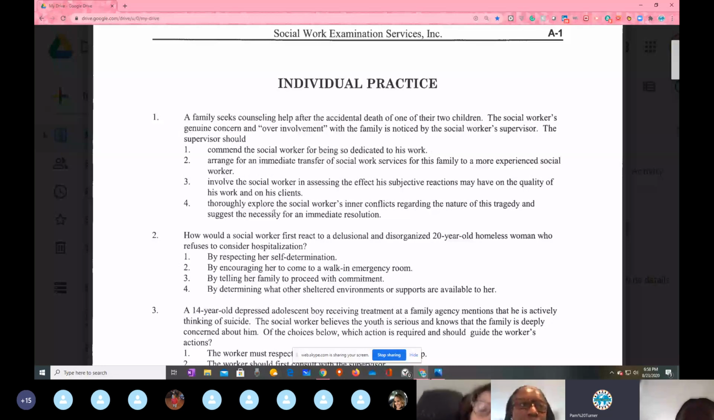All that matters is the client. There's no place for you, your feelings, your values, none of that in this relationship. Okay. So that's why it's 3. Involve the social worker in assessing the effect of his subjective reactions and how they might affect the quality of his work and the client. The client. That's exactly what matters, is the client.